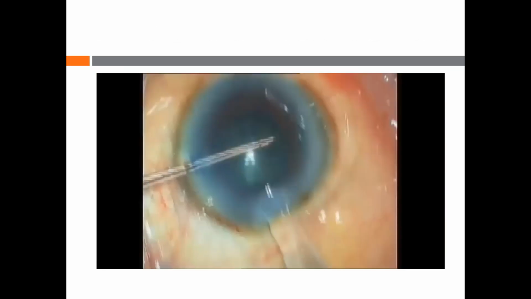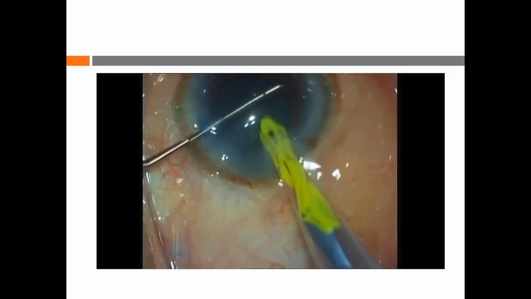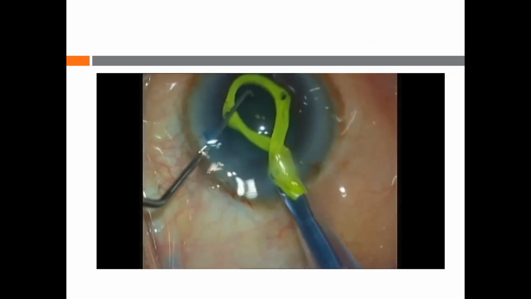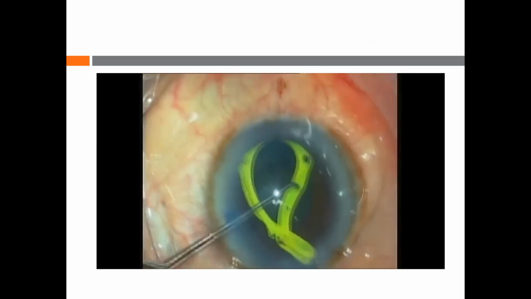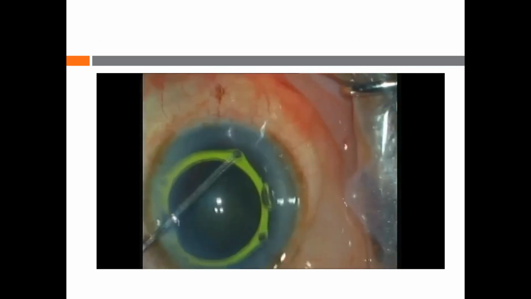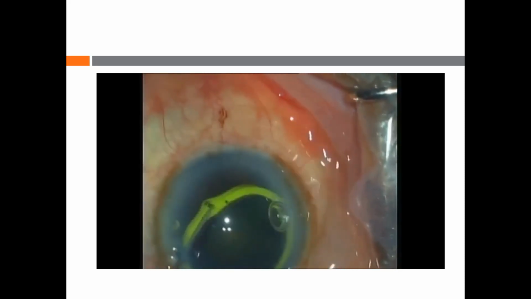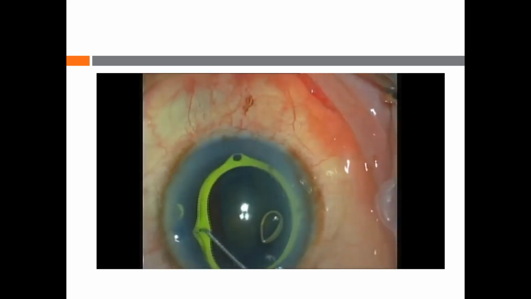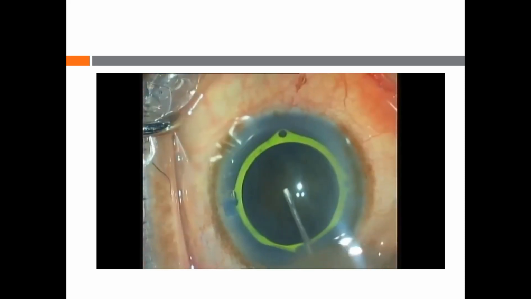And recently people have started using iris expanders. The thing is, it's made of silicone and hence causes less inflammation and less irritation to the iris. And again, it stretches in a circular manner. So it causes less stress to the iris and it protects the iris margin from your phaco probe throughout the surgery.